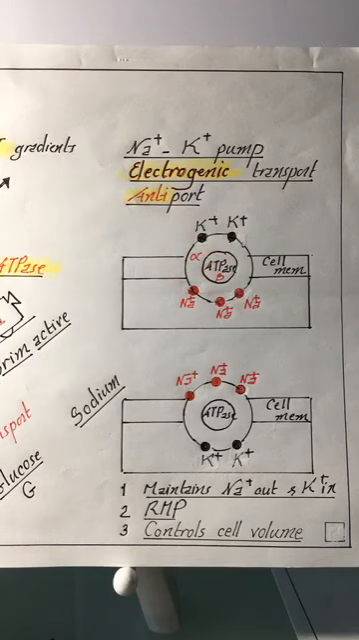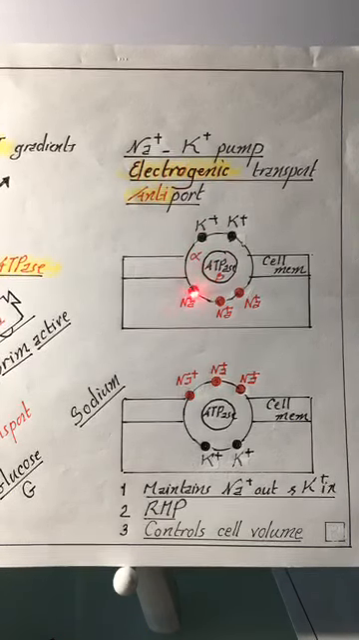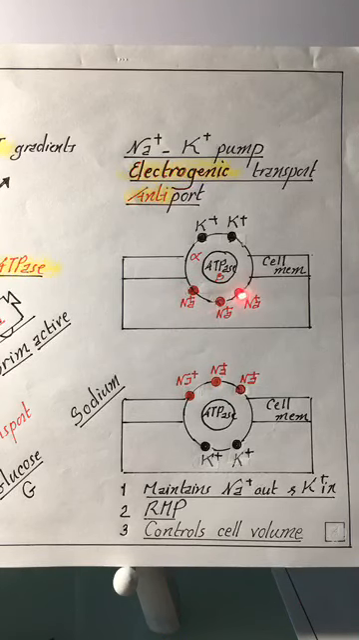The alpha unit has got two characters. It has 3 binding sites for sodium inside and 2 binding sites for potassium outside. The beta subunit has ATPase activity. So this carrier protein has 3 characters. The alpha has 2 and the beta has 1. The alpha has 3 binding sites for sodium inside and 2 binding sites for potassium outside. The beta subunit has ATPase activity. I always say it in a musical way.